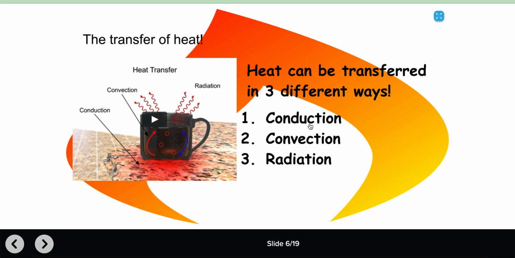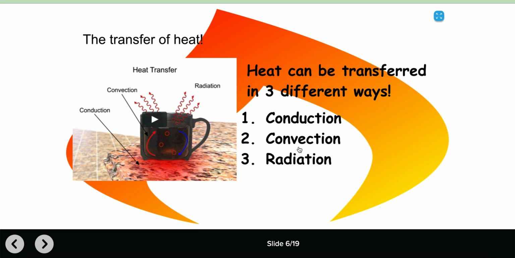First, we have conduction, which is shown in this picture as the hot mug touching the countertop, just like I mentioned in the previous video, right? You put a hot cup of coffee on the table, leave it there for a few minutes, pick it up, you touch that counter or the table, and the table's nice and warm from that transfer of heat. It's all that thermal energy.